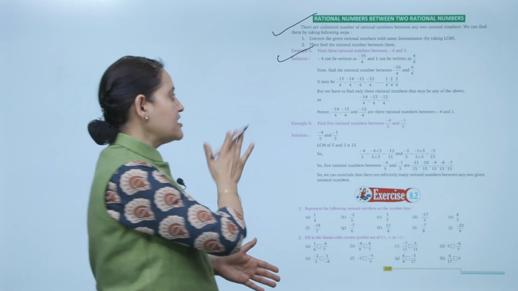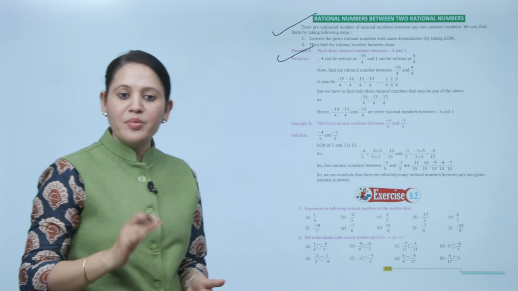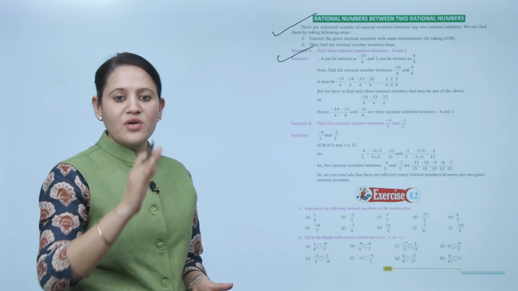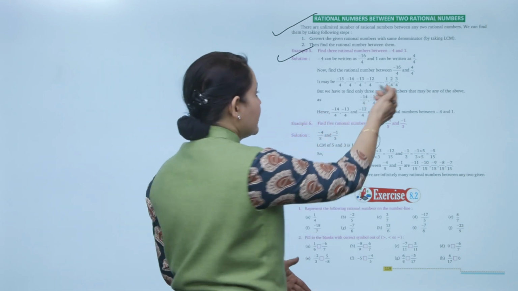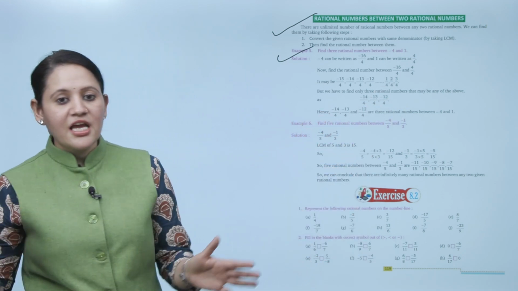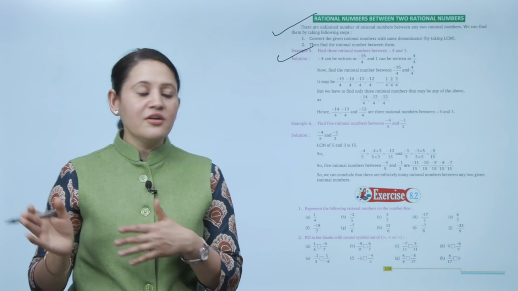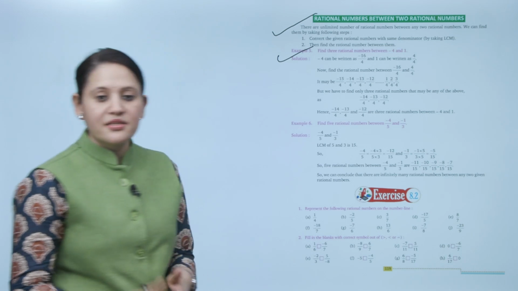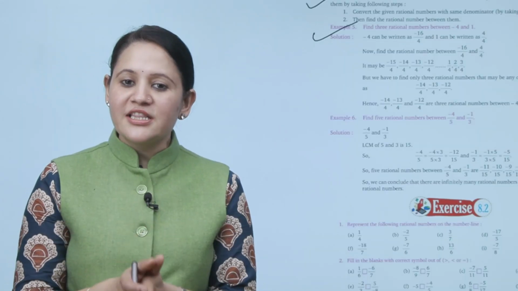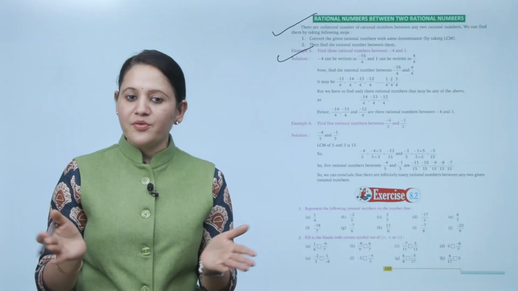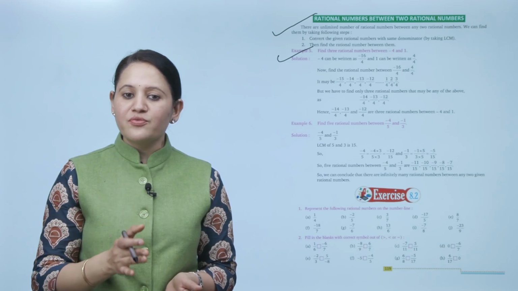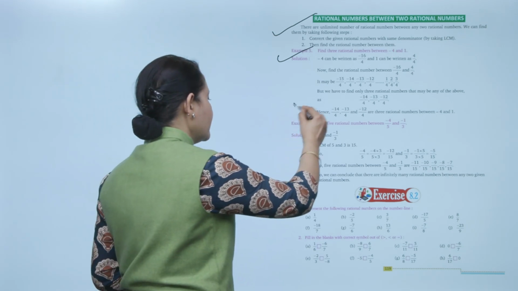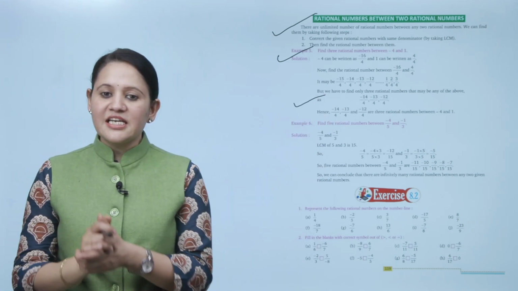So the rational numbers between -16/4 and 4/4 are -15/4, -14/4, -13/4, -12/4 till 3/4. So we can write any rational numbers. Here we have to write three rational numbers, so we can pick any three. Clear? We have to find only three rational numbers, they may be any of the above, for example -14/4, -13/4, -12/4. So you can write any of the three rational numbers. Clear?